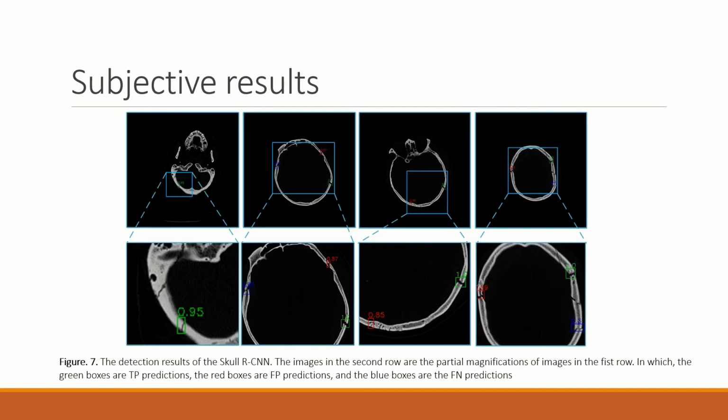Here are some subjective results. The green boxes are true positives, the red boxes are false positives, and the blue boxes are false negatives. The biggest constraint on performance is that some lumbar sutures are also detected as fractures.